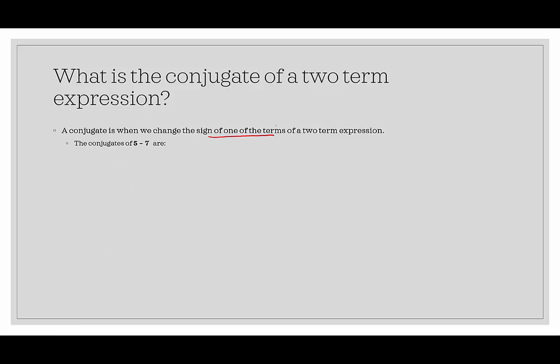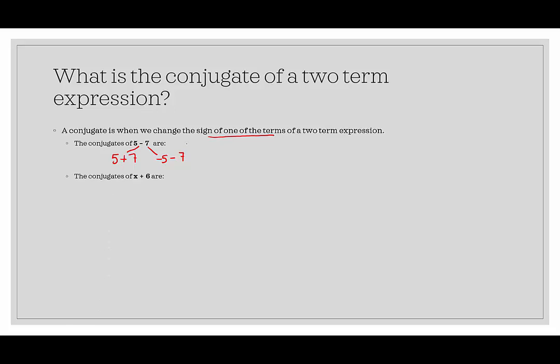It's also a two-term expression. For example, the conjugates of 5 minus 7: we're going to change one of the signs of the terms. We change that minus to a plus. 5 plus 7 is one conjugate of 5 minus 7. The other one would be if we change the 5 to a minus 5. So minus 5 minus 7 would also be a conjugate of 5 minus 7.